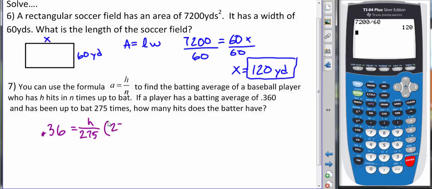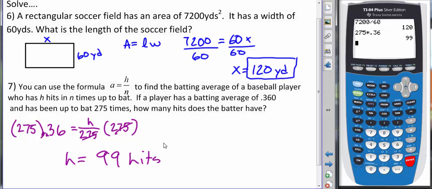Now we need to solve this equation for h. So we'll simply multiply each side of the equation by 275. And I would advise using the calculator on this, but of course we're all very good at doing long multiplication, and so we'd be totally fine with multiplying this thing out by hand, right? Most of you would. Okay. All right, so the number here is 99 hits. That's how many hits the batter has in their 275 at bats.